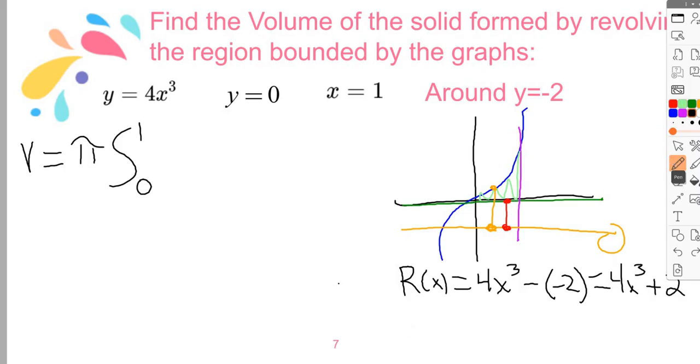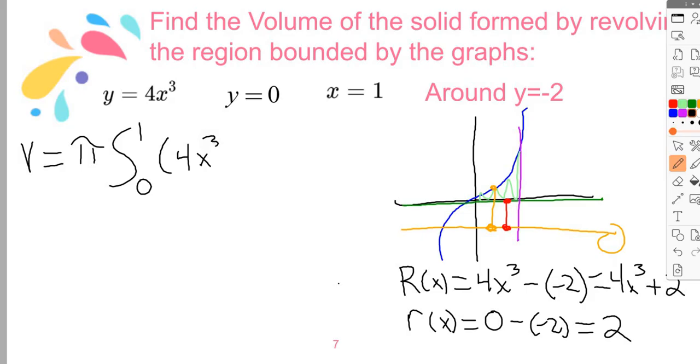Just the portion that I'm subtracting off there. The red line. Be careful. Because again, it's a little r, right? So it's a radius or a distance or a length. Or we can also think about it: my top this time is 0, my bottom is still -2, so I'm going to get a positive 2. So again, we're just doing the setup on this. So we have 4x cubed plus 2 quantity squared minus 2 squared, dx.